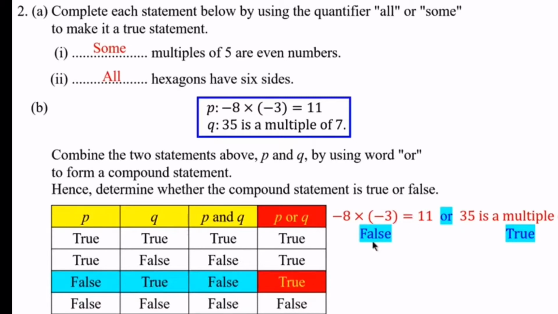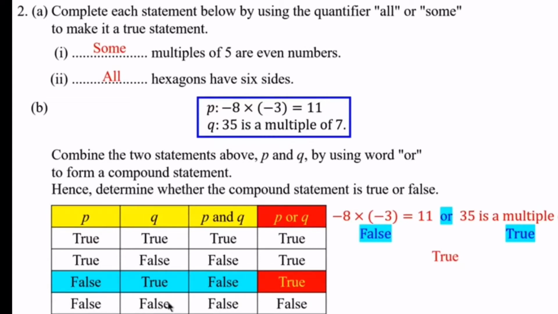How to memorize the table: you look at P and Q. For the and compound statement, when both statements are true, it will be true. The rest will be false. For the or statement, if P is false and Q is false, both false, then the compound statement will be false. It means the rest will be true.